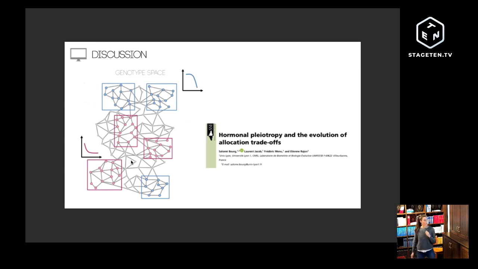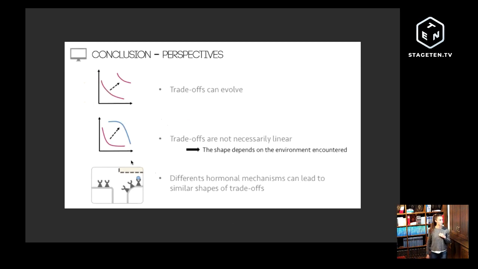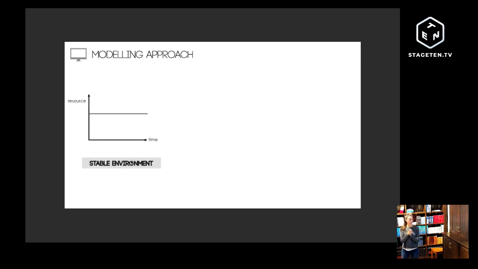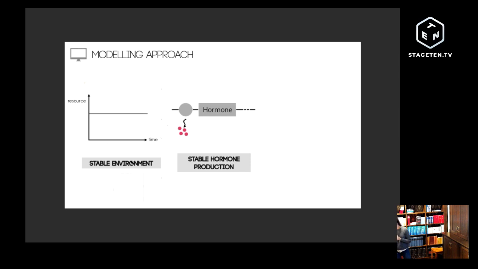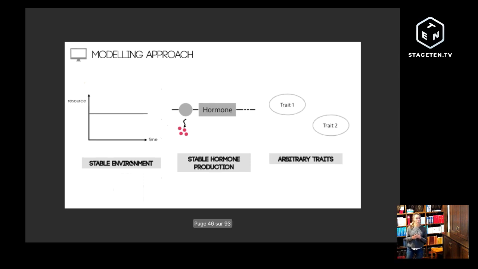So just to sum up, for the first model, we saw that the trade-off can evolve, that trade-offs are not necessarily linear, that the shape depends on the environmental context, like the cost of storage, and that different hormonal mechanisms can lead to similar trade-off shapes. However, this modeling work made several assumptions, like individuals evolving in a stable environment in terms of resource availability. Also, the hormone production is supposed to be stable, with an arbitrary threshold, which is not really realistic. So we chose to modify those parameters in the first place to make another, more realistic model.